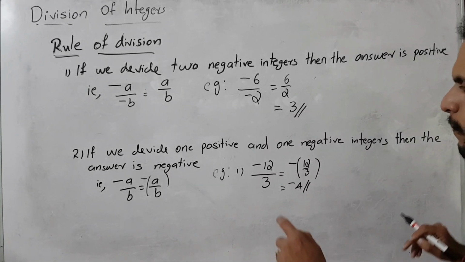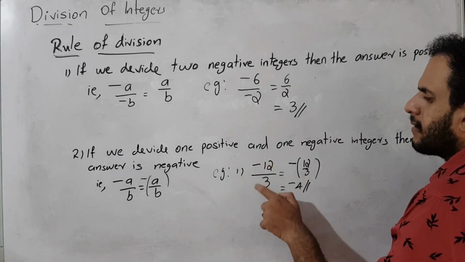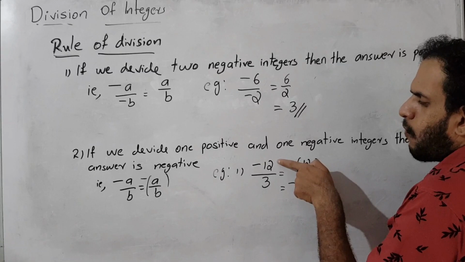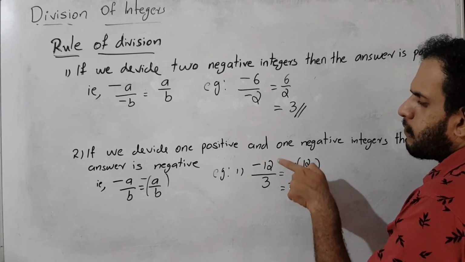Or you can write it directly, it's not a problem. Minus 12 by 3. We are dividing one positive and one negative.